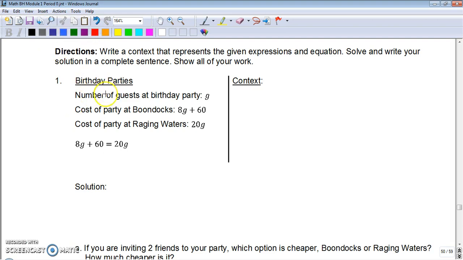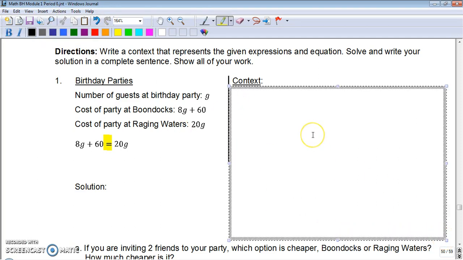So this first word problem gives us a scenario that we are going to invite some number of guests G, that there's 2 places that these people are considering, which is Boondocks and Raging Waters. And the last bit of info is that we are going to set these equal. We'll have to somehow clue people into that in our word problem. So let's write a word problem. You can write your own or you can use the one I'm going to do.